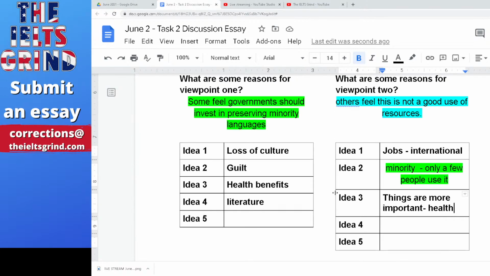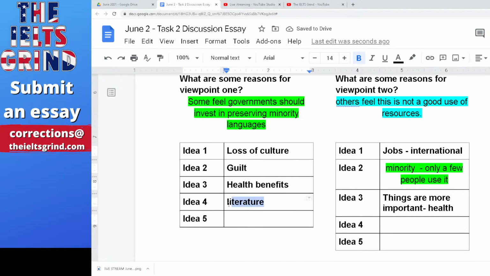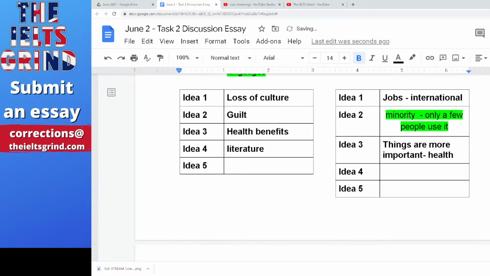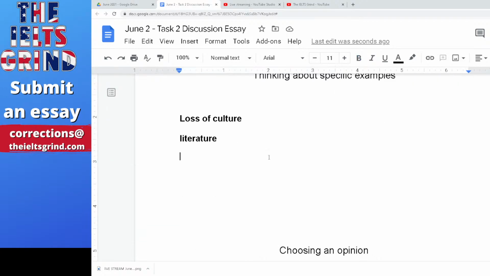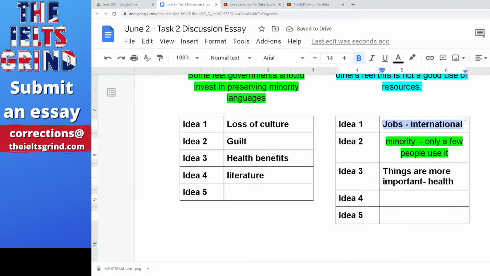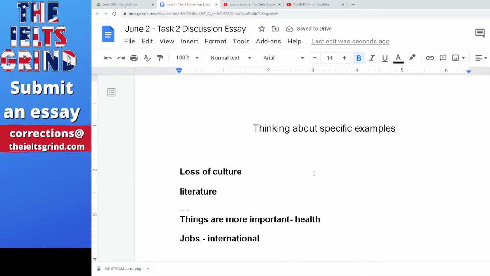So let's just go for the top one. We had loss of culture, we had literature, I like that one, and for the other side we had things are more important. So let's do that. Health and jobs. Okay, so I would do this for all of the points that I can as quickly as I can in the exam, in my head or writing on the back of the exam paper.